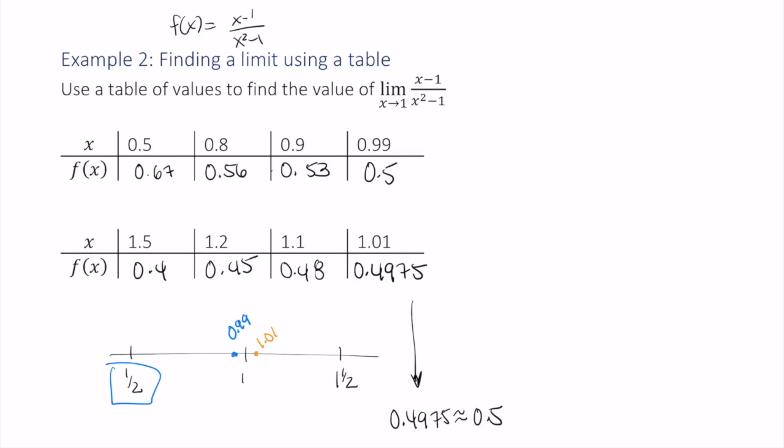That tells us that the limit of x minus 1, this entire quantity divided by x squared minus 1, as x approaches 1 is equal to 1/2.